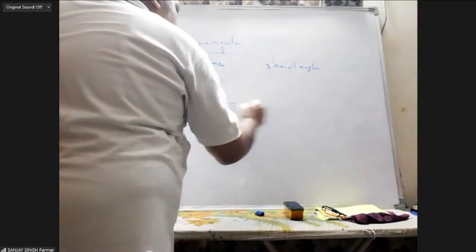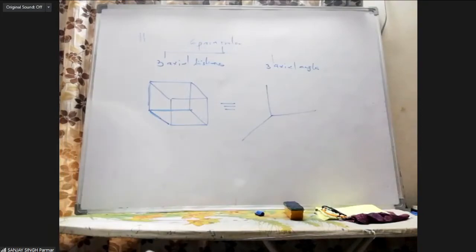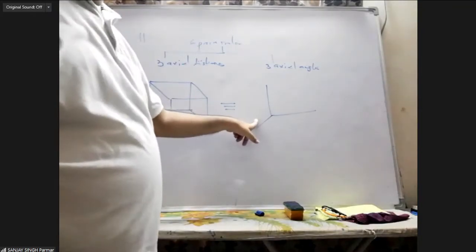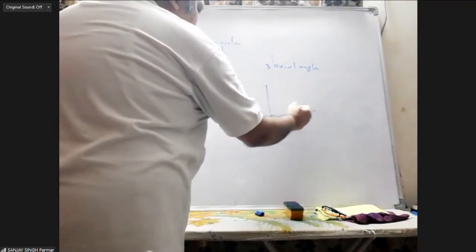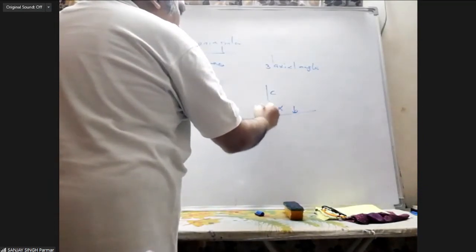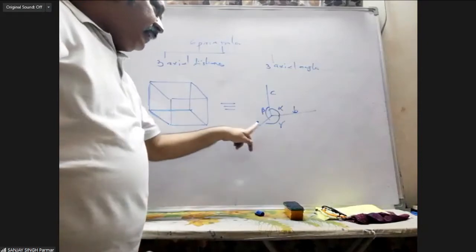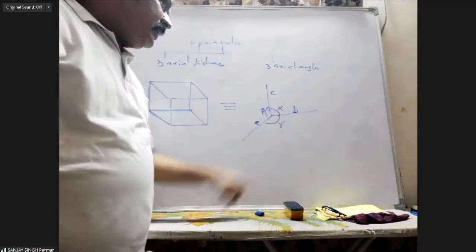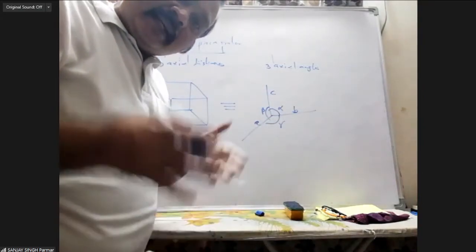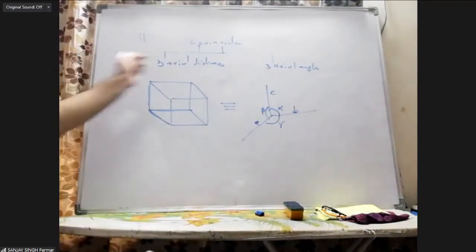The same thing I will write in this way. Suppose, for example, this line I am calling A. Then this is B and this is C. Then I'll call this alpha, this beta, and this gamma. That is the meaning of the 3 axial distances and the 3 axial angles. These 3 axial distances and 3 axial angles I have given in column 2 and column 3. Anyone have a doubt here?